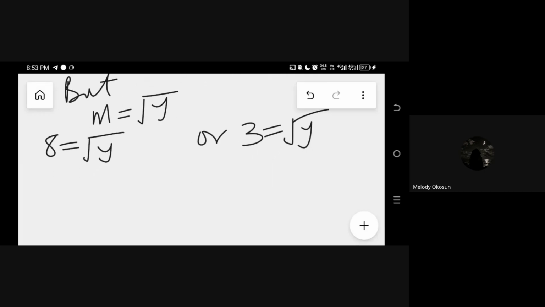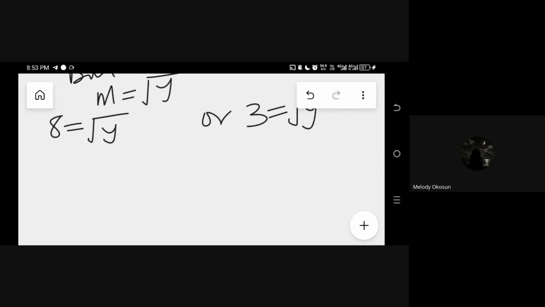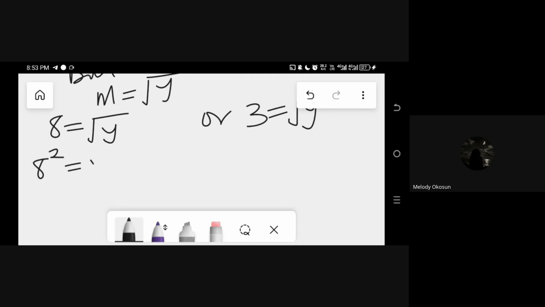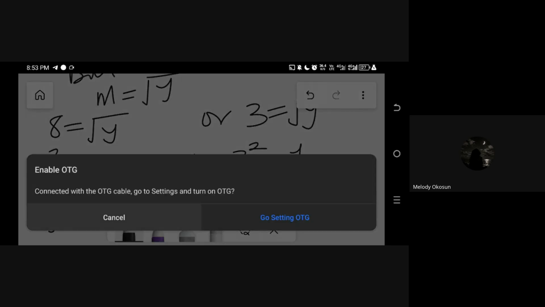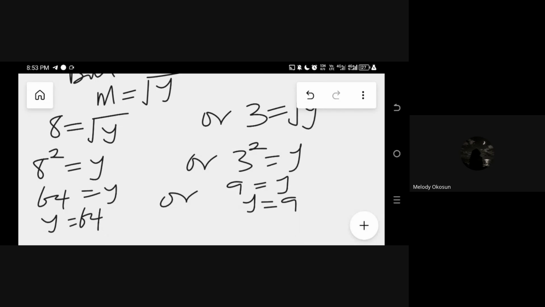Then if 8 is equal to the square root of y, the reverse will be 8 squared is equal to y. Then on the other side, 3 squared is equal to y. When you do this, you have 64 is equal to y. That's y equals 64. Then on this side, you have 9 is equal to y. That's y is equal to 9.